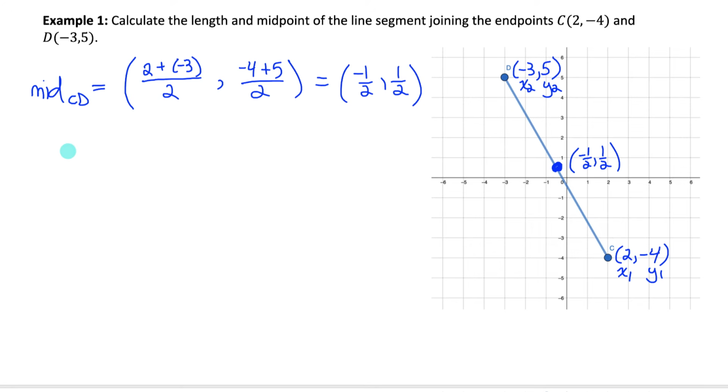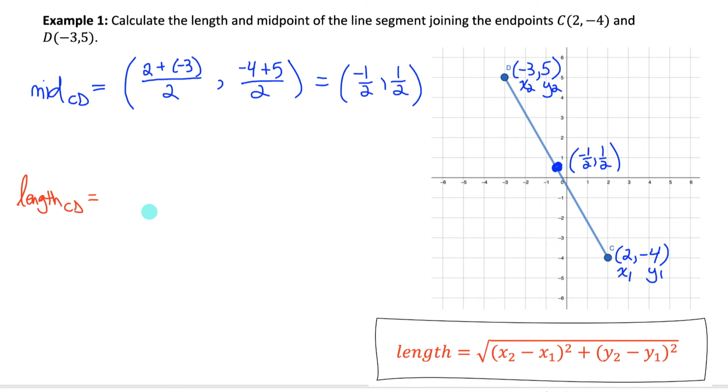Now I'll find the length of line segment CD. So I'll say the length of CD equals, and if I follow the formula for length of a line segment, I need to find the difference in the x coordinates. So I'll do x2 minus x1, that's -3 minus 2, squared, plus the difference in the y coordinates.